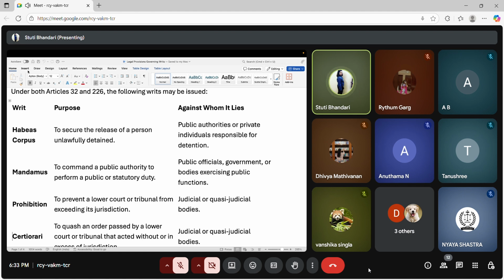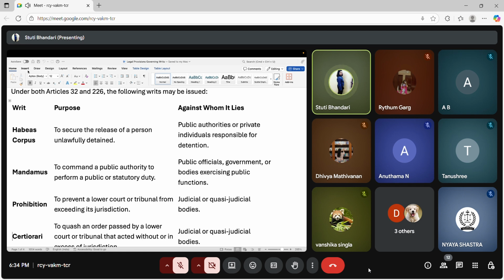This is basically filed against any public official, public body, governmental body, or any body which is exercising public functions wherein they are not doing their duties properly. Either they're not doing it properly or they're completely ignoring their duties. So the court commands that particular public authority to perform their public or statutory duty.